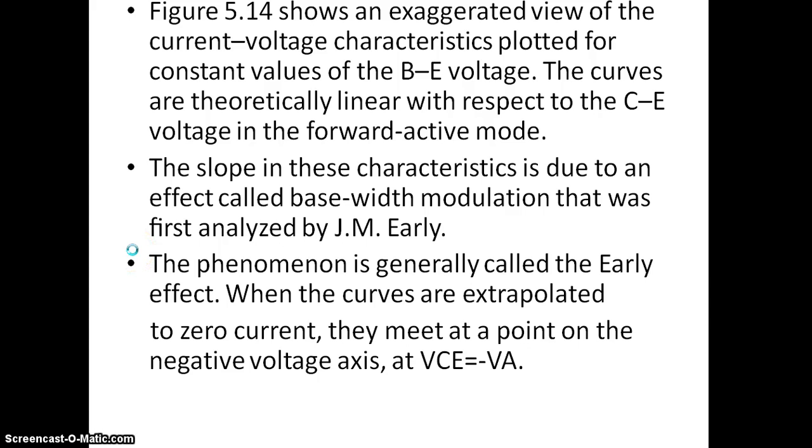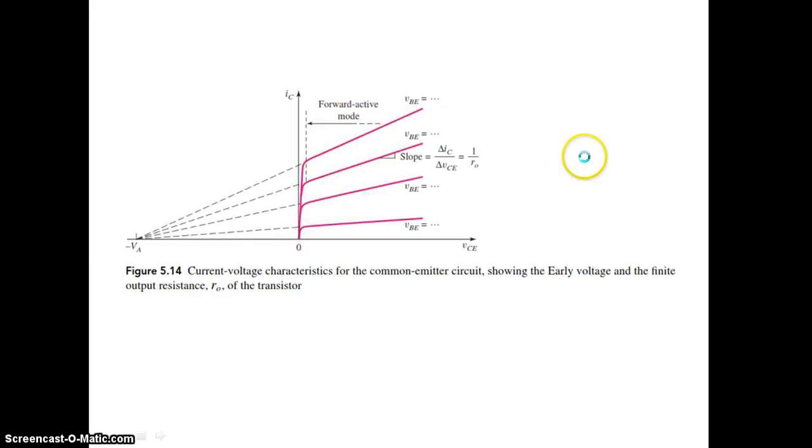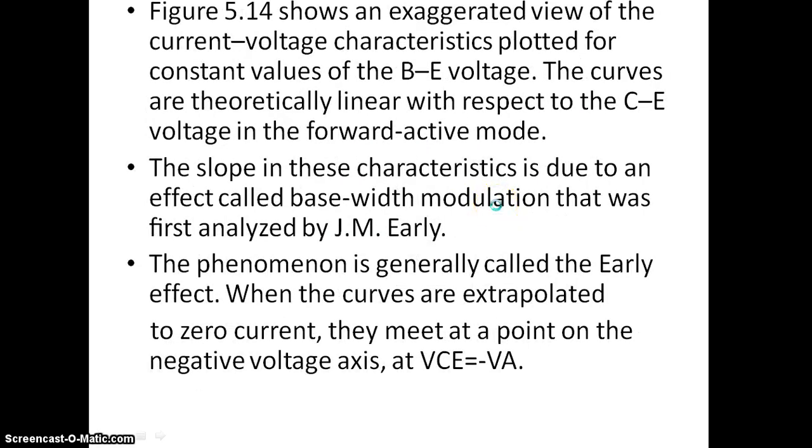Figure 5.14 shows the exaggerated view of the current voltage characteristics for constant values of VBE voltage. The curves are theoretically linear with respect to CE voltage in the forward active mode, so in the forward active mode it is in the linear region. The slope in these characteristics is due to an effect called base width modulation that was first analyzed by J.M. Early.